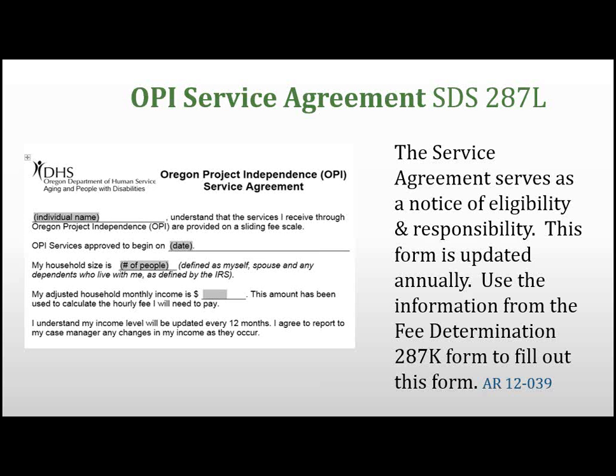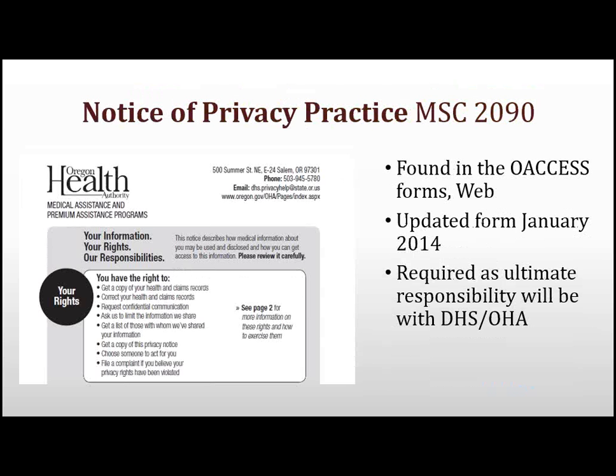So moving forward then to some of our privacy paperwork. The Notice of Privacy Practices is the 2090, and that's found in Oregon Access in the web forms, and you can print it out of that. This form was recently updated, if you will, back in January of 2014, so it's important you're using a current one. This is only 6 pages long, whereas the old one was much longer. And it's written in a much more user-friendly terminology than the old one. So use it.